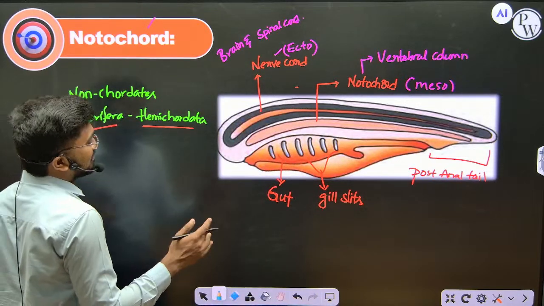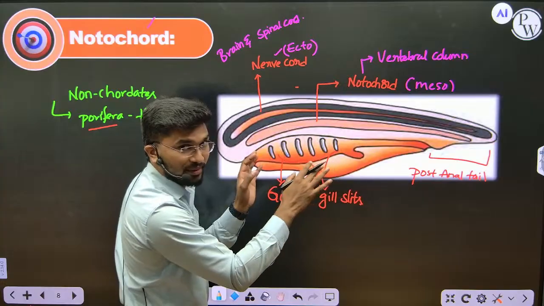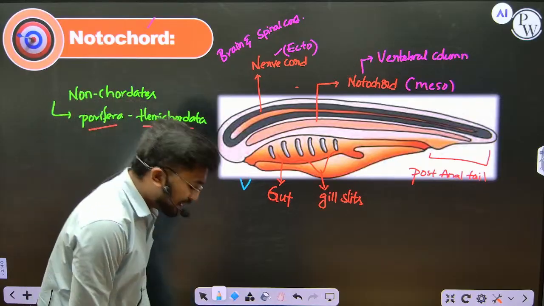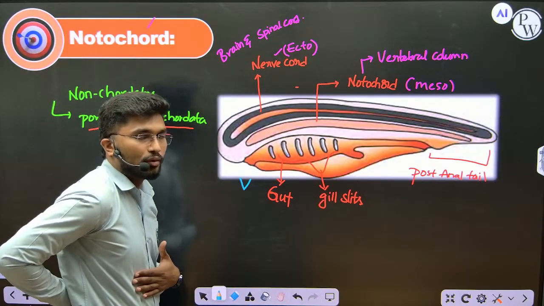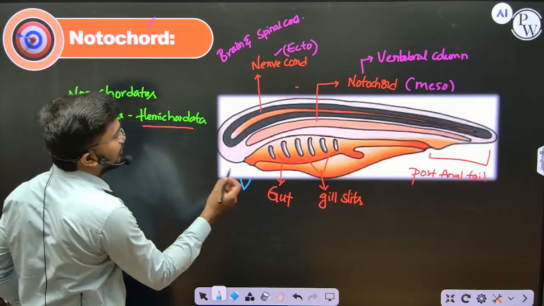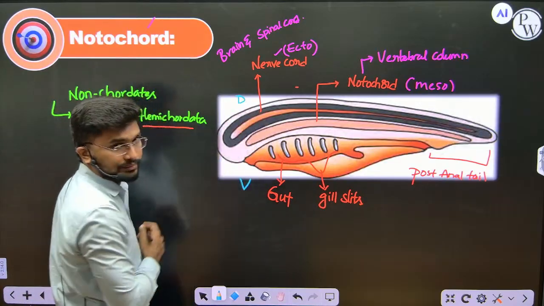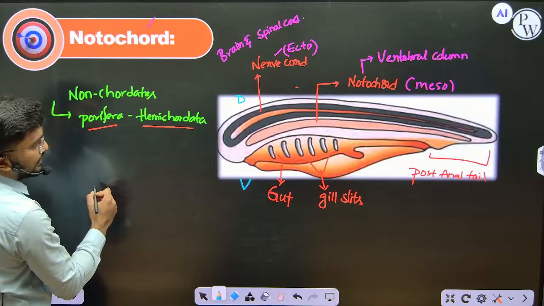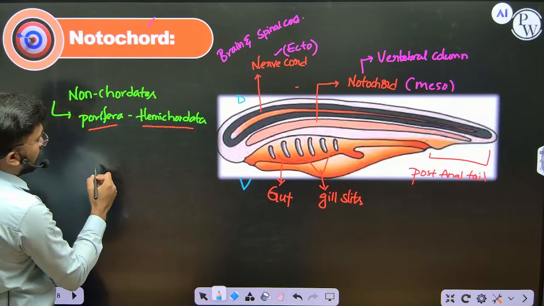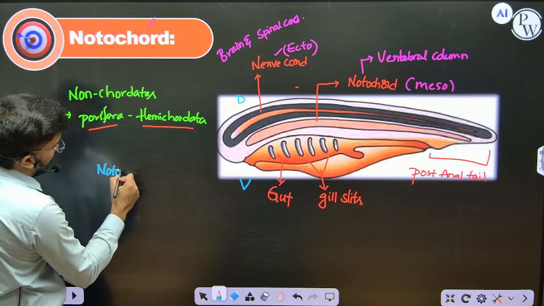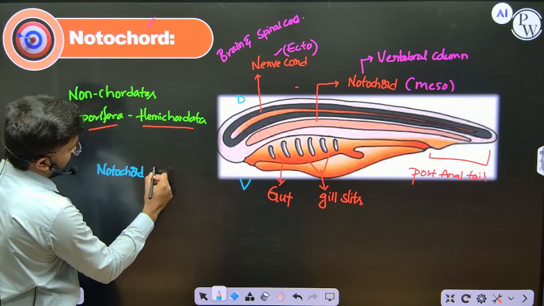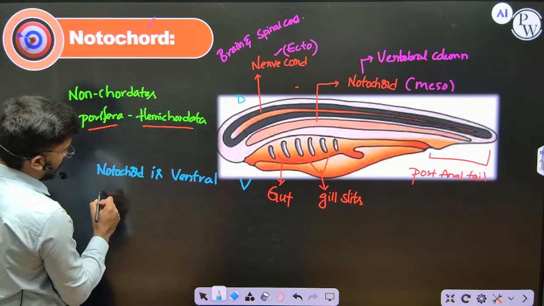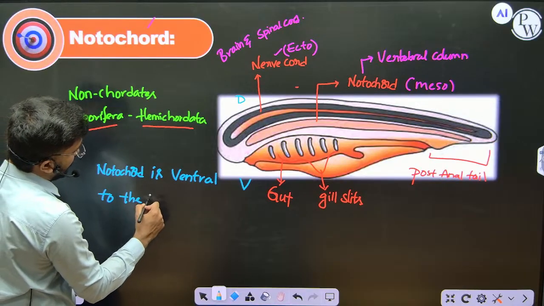If you take an animal, this will be the ventral side. Imagine you are sleeping like this: when you are sleeping, this will be your ventral side, and your back will be the dorsal side. Apply the same thing here: this will be ventral and this is dorsal. In examination, what type of statement will they give? I will write the statement here. The statement says that notochord is ventral to the nerve cord.